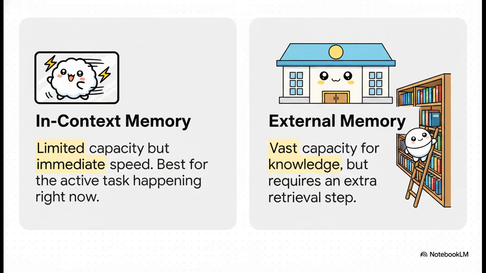External memory is absolutely vast and built to last forever, but it's a little bit slower because the AI has to take an extra step to retrieve the information. A truly smart AI needs to use both of these and use them well.